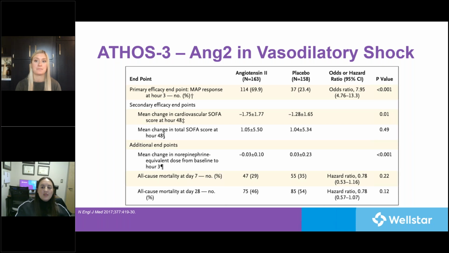For their primary outcome, they did see a MAP response at 3 hours in the angiotensin II group compared to placebo. However, they didn't see a difference in mortality at 7 or at 28 days. As I mentioned, VTE is really common, or is one of the more common adverse effects associated with angiotensin II. This study found that there was about a 2% rate of DVT.